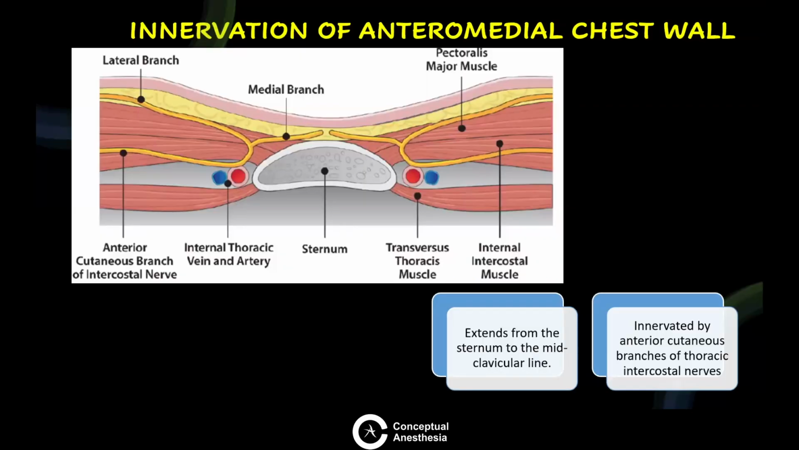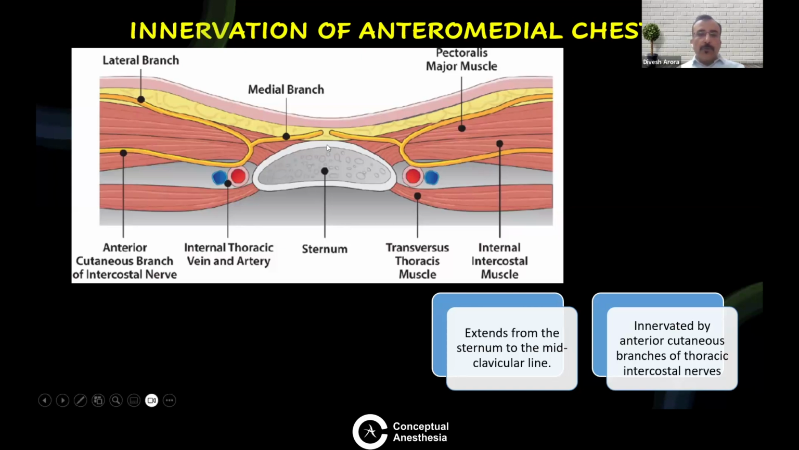Now coming on to the anteromedial part. When we approach close to the sternum, from the mid-sternal line till the mid-clavicular line, the innervation is by the terminal portion, that is the anterior cutaneous branches of the intercostal nerve, and these nerves come and lie on the surface of the pec major.